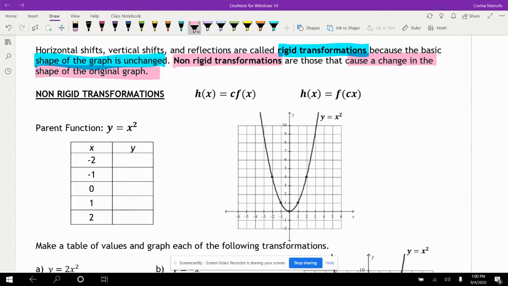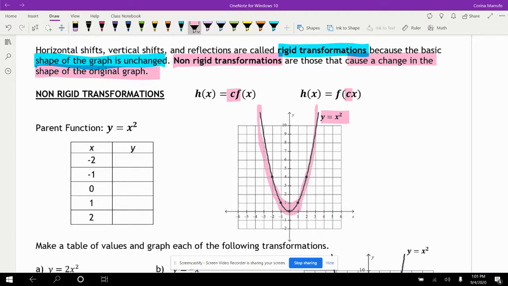When you did this in Algebra 1 and Algebra 2, your graph was getting either narrower or wider. For example, if you have a number outside multiplying your function, or inside the parentheses multiplying times the x. For the example, the parent function they chose to use was y equals x squared, which is our quadratic function.